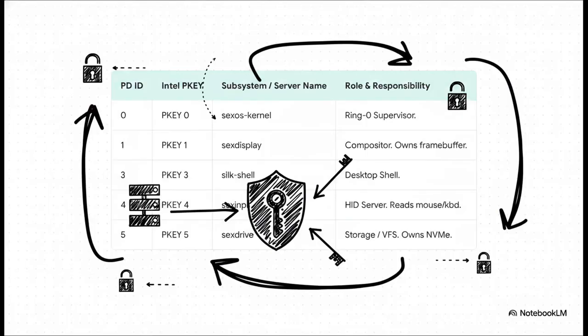Now, this is where it gets really cool. Look at how directly the map turns this hardware feature into the system's architecture. It's a dead simple one-to-one mapping. Protection domain 1 gets hardware key 1, and that is assigned exclusively to the display server. Protection domain 5 gets key 5, and that belongs to the drive server. There's no ambiguity here. It's a rigid, predictable layout where nothing is left to chance.